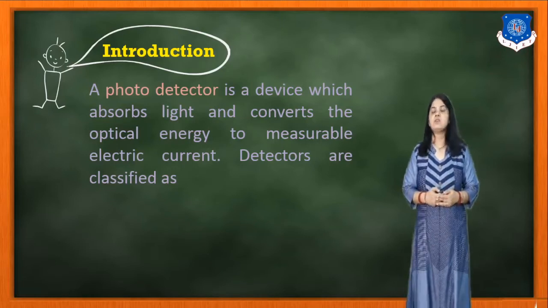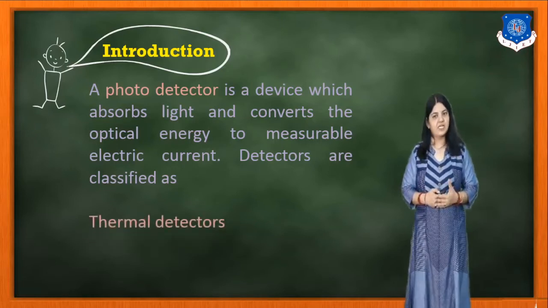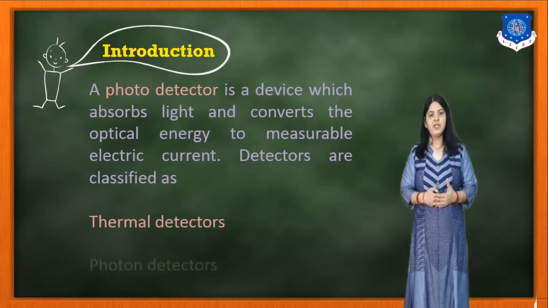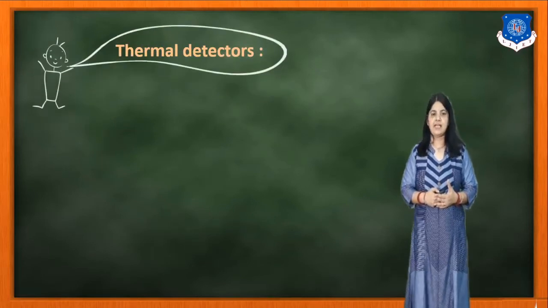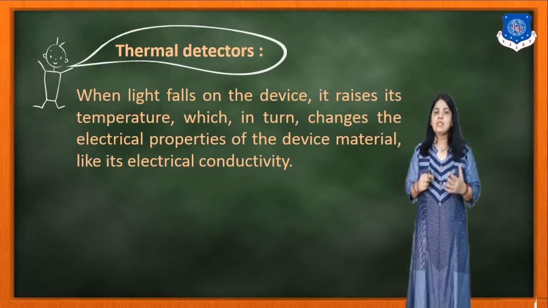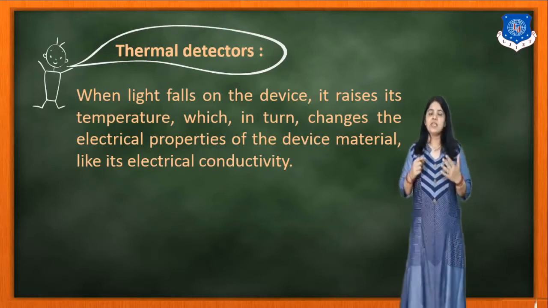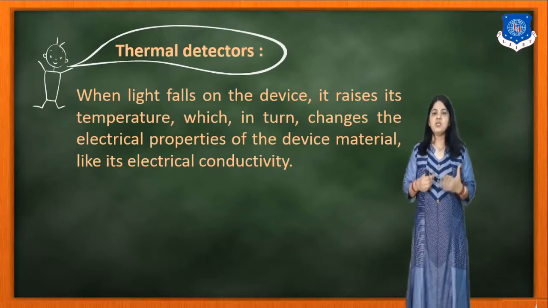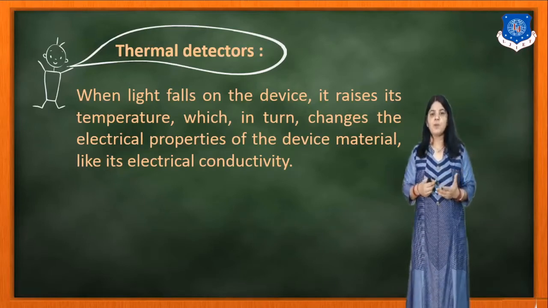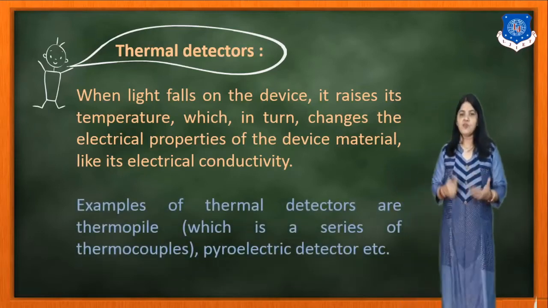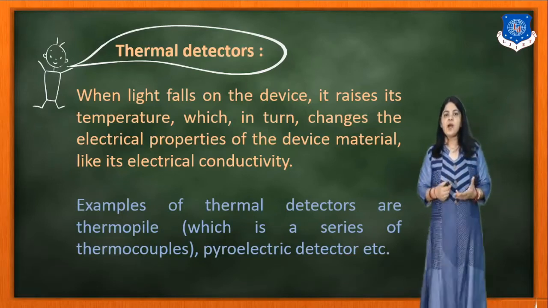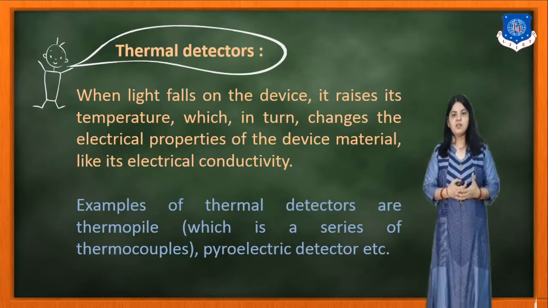Now these detectors may be classified into two categories: thermal detectors and photon detectors. What are thermal detectors? When light falls on the device, it raises its temperature, which in turn changes the electrical property of the device material, like its electrical conductivity. Examples are the thermopile, which is a series of thermocouples, and pyroelectric detectors.